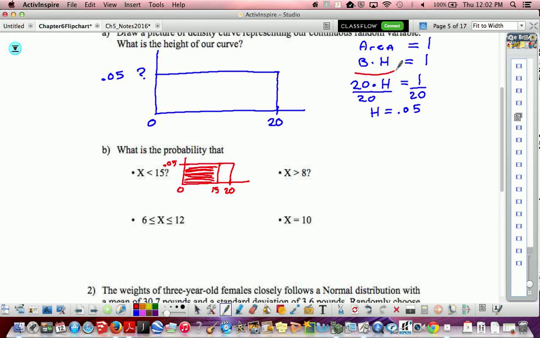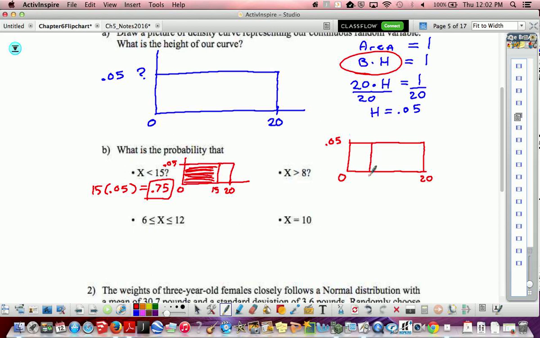So I use this formula to calculate it out. What's the length of my base? What's my height? 0.05. 15 times 0.05? 0.75. You got the first one. So I continue to do this same process. Greater than 8. So this is 0.05. Here's 20. Here's 0. So I'm looking at 8 or greater, or actually greater than 8.